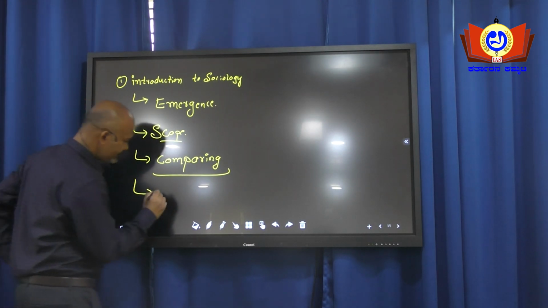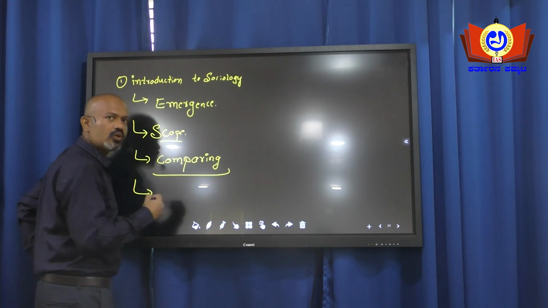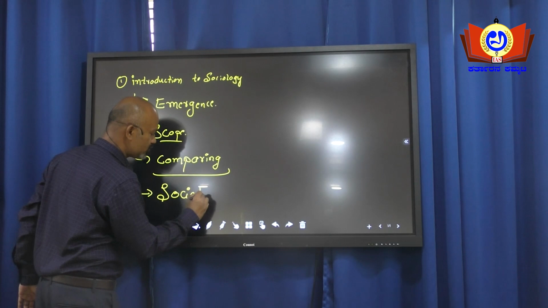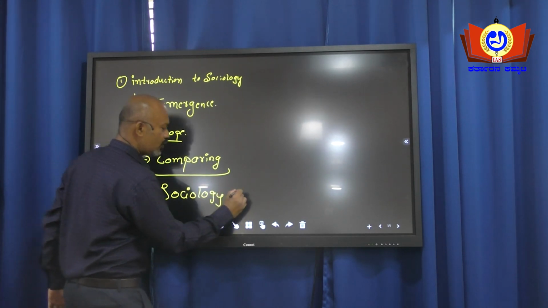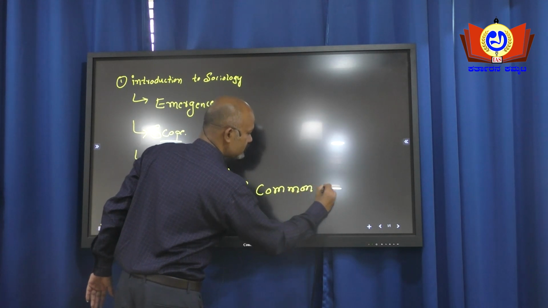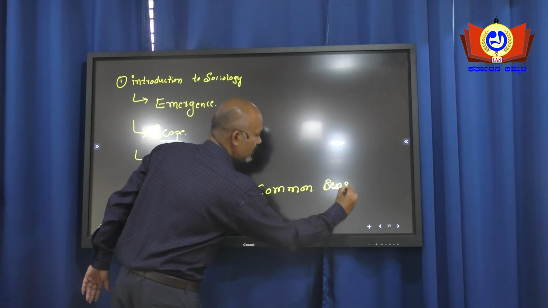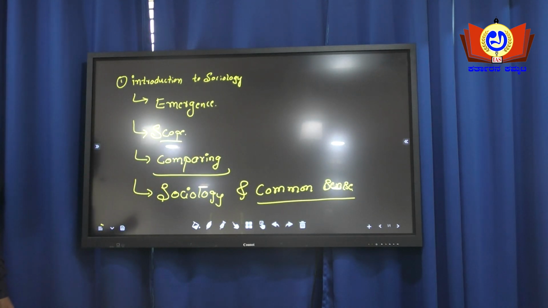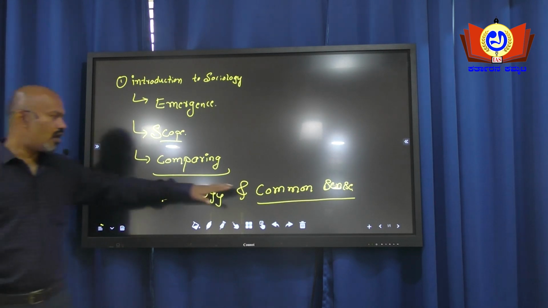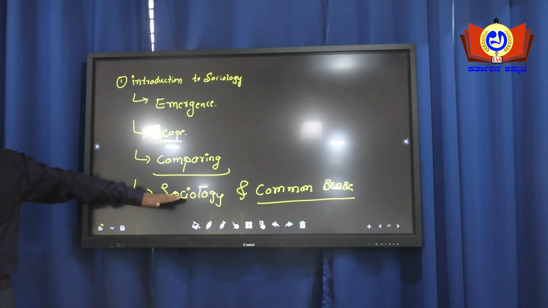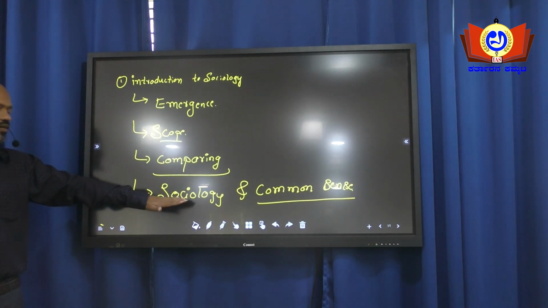And the next is comparison of sociology with common sense. That means we will study the relation between sociology and common sense. What is the relation between these 2? Do you think sociology is common sense? No. Because common sense goes by immediate response and sociology goes by evidence-based response. Are you getting it or not?